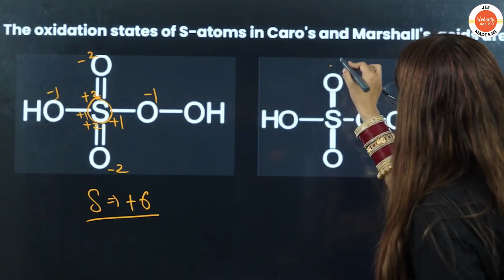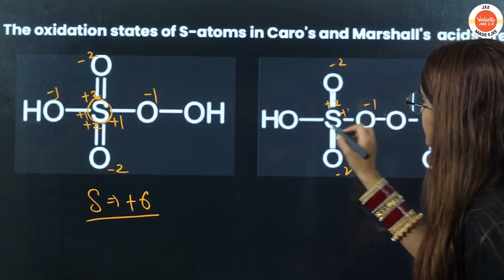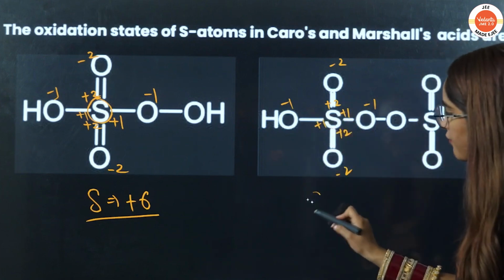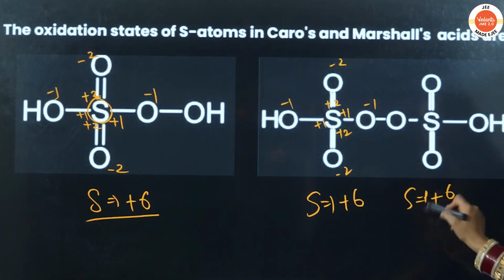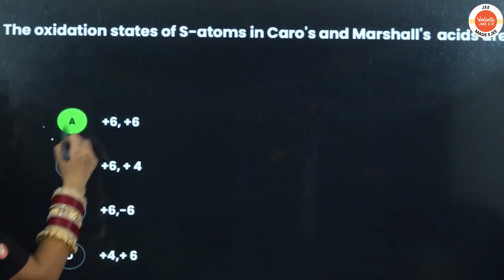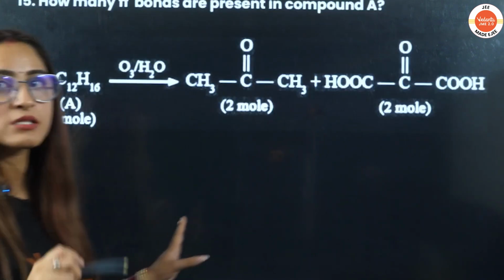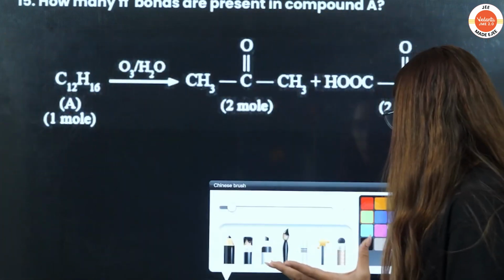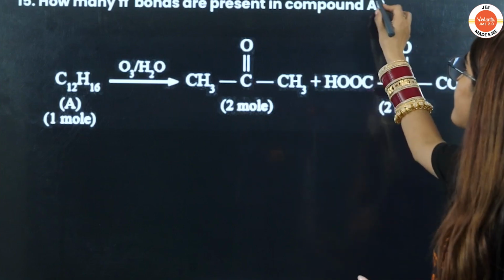Similarly, here it is -2 +2, -2 +2, -1 +1, -1 +1. So it is 2, 3, 4, 5, 6. Sulfur is in the +6 oxidation state. Similarly, here sulfur is in the +6 oxidation state. So in both cases, sulfur is having the +6 oxidation state. In this case, beta, you should have known the structures of the acids, Caro's and Marshall's acid, which we usually forget. Now, next is how many pi bonds are present in compound A.